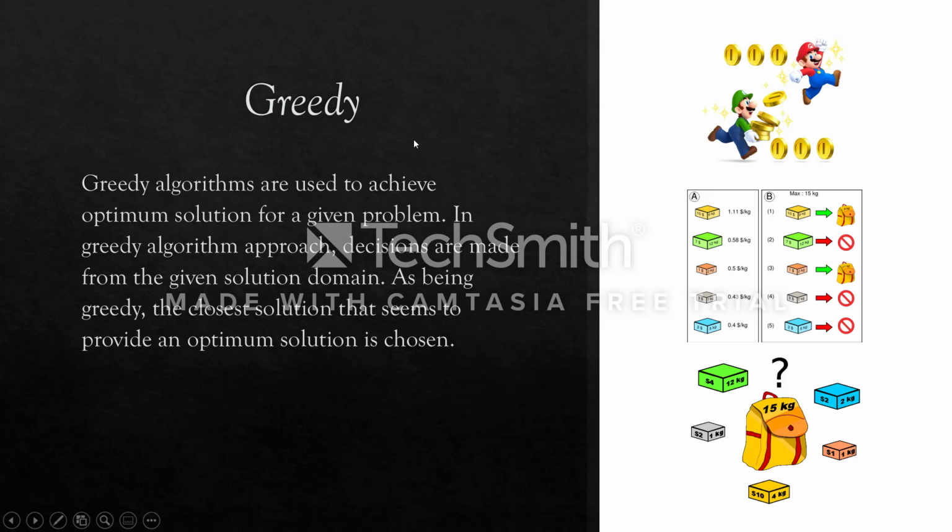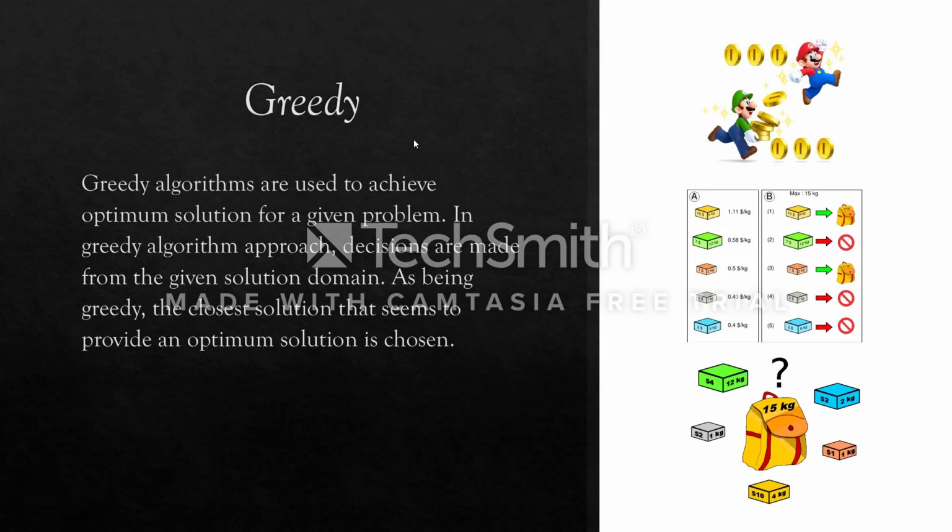Another important algorithmic pattern is greedy. Greedy algorithms are used to solve a problem with an optimum solution in such a way that decisions are made from the solution where you have different options to take care of, but you choose the option which produces an optimum solution in a greedy way.